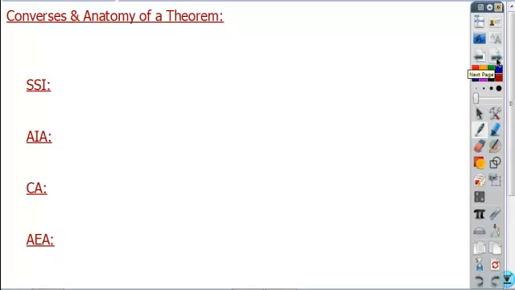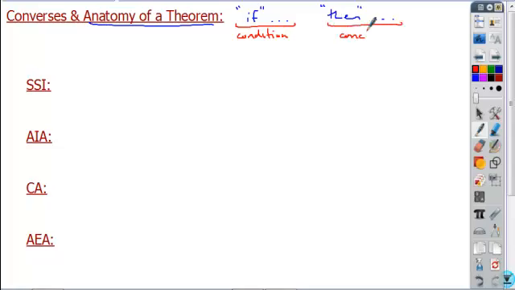All right. So when I wrote the new theorems, I talked about the anatomy of a theorem. So the anatomy is that you're going to have an if part and a then part. Okay, the if part is your conditions, and your then part is the resulting conclusion.